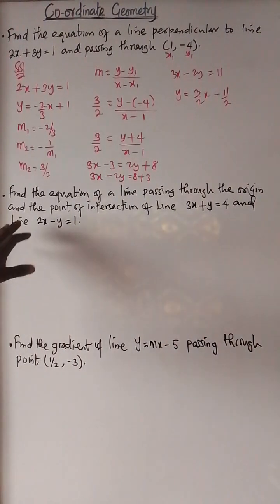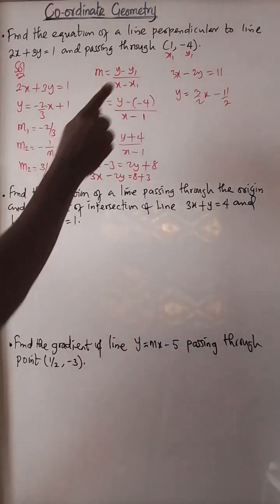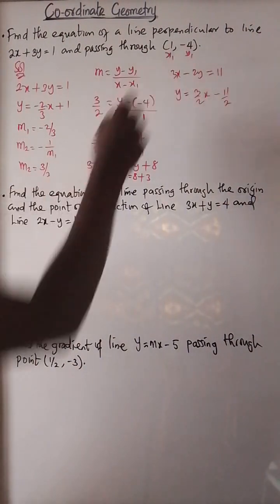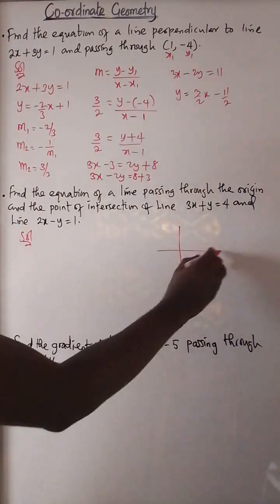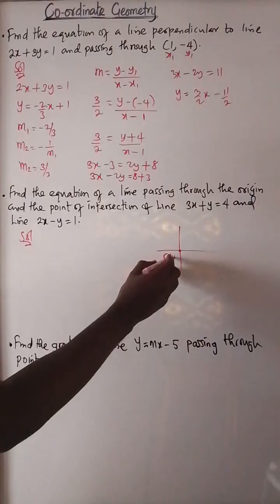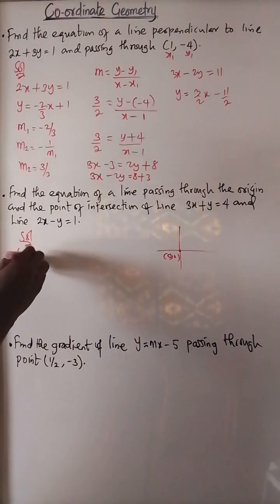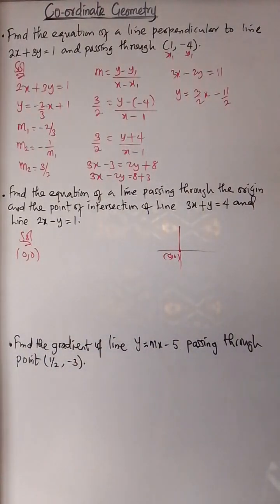So now, let's move to the second question. Find the equation of a line passing through the origin. In this case, it passes through 1, minus 4. When a line passes through the origin, when I have a Cartesian plane, the origin here means x is 0, y is 0. So meaning we are already given the point it is passing through to be 0, 0.